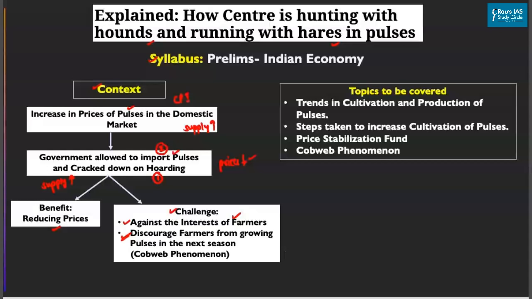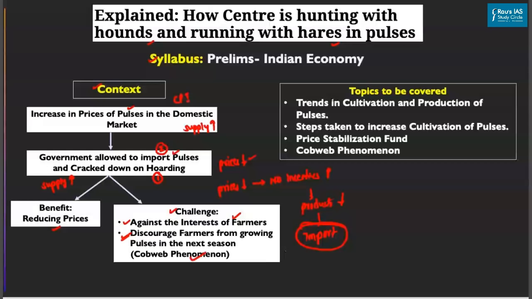Why is that? Now, for example, if the prices of pulses in the present cropping season reduce, obviously the farmers would have no incentives to grow pulses in the next cropping season. And if they don't grow pulses, the production of pulses in the next cropping season would reduce, and we may be forced to import more amount of pulses in the next cropping season. Now, this was a problem which was specifically highlighted by the Economic Survey 2019-20, wherein the Economic Survey had highlighted this particular problem known as the cobweb phenomena.